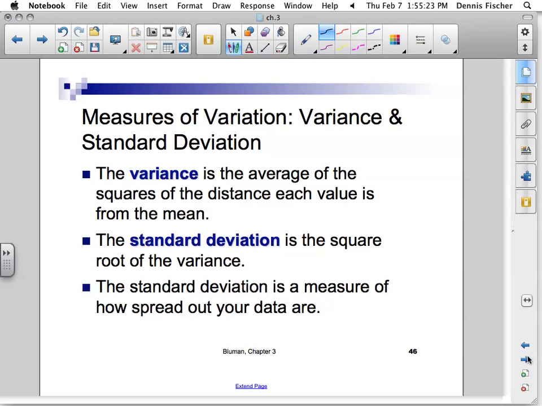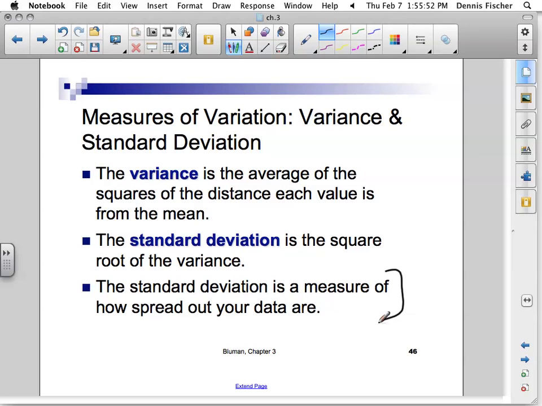So that's the SSX, the variance. That's the sum of the square distances. We still have to divide by how many values there are. Standard deviation is the square root of the variance. And this is key right here: the standard deviation is the measure of how spread out your data is. The smaller the value, the closer together your values are.